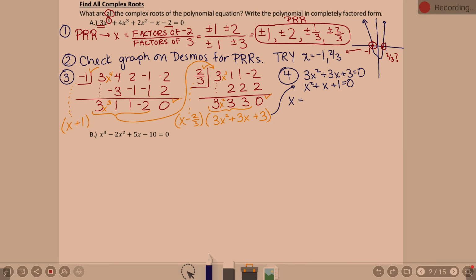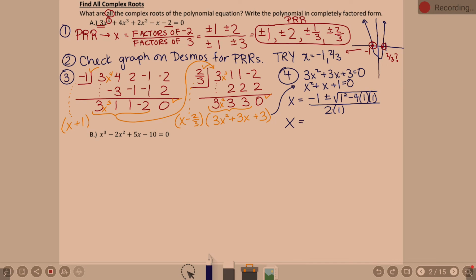Negative b, which is negative 1, plus or minus the square root of b squared minus 4ac. So b squared, 1 squared, minus 4 times a, which is 1, times c, which is 1, all over 2a, which is 2 times 1. Clean it up. I am running out of room. This is the last bit we have to do on this problem, but I'm running out of room.